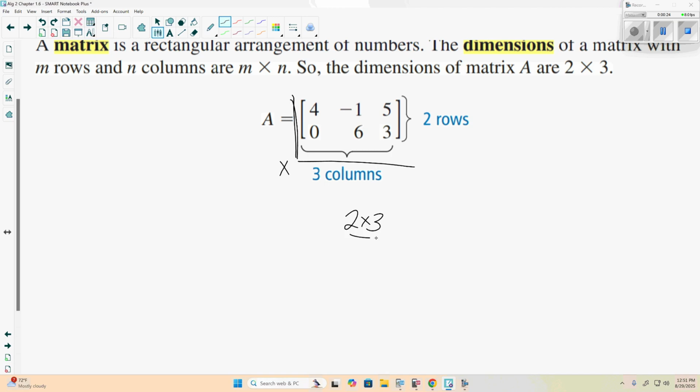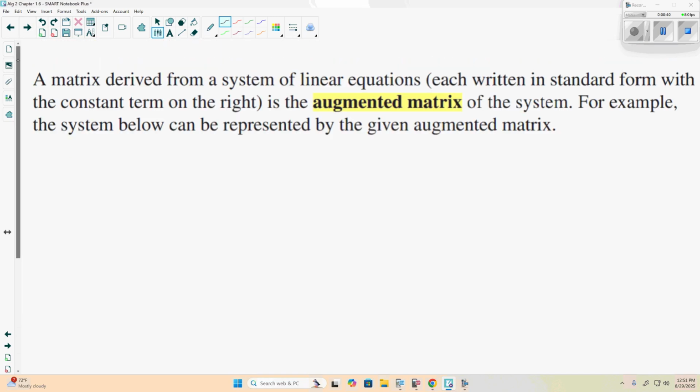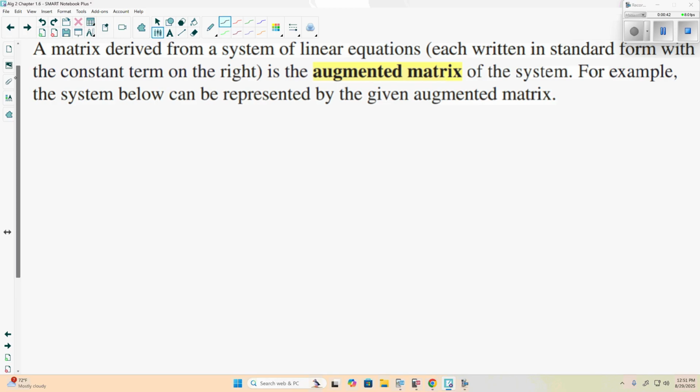So this here is a 2 by 3. And we put each corresponding number in front of each variable in a row. So a matrix derived from a system of linear equations is an augmented matrix.